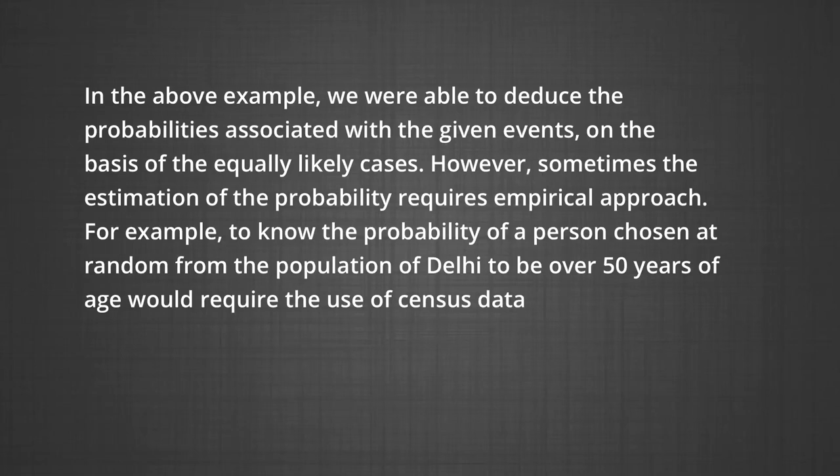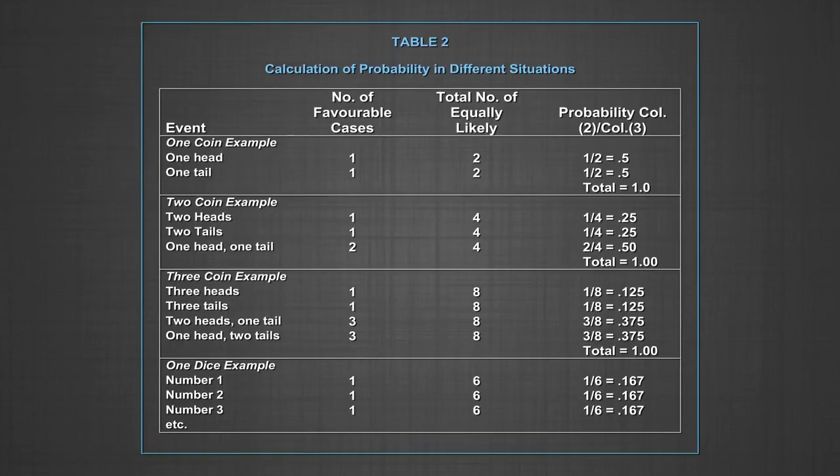However, sometimes the estimation of the probability requires an empirical approach. For example, to know the probability of a person chosen at random from the population of Delhi to be over 50 years of age would require the use of census data. Now take a look at the table of calculation of probability in different situations.